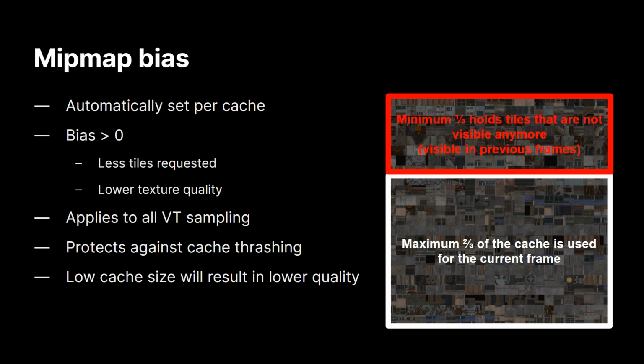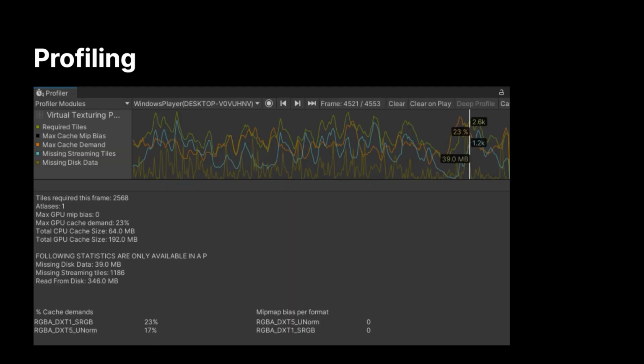That means that if you set the cache size lower than what the optimal size is, it will result in lower quality. The system right now is set up to reserve at the minimum 1/3 of the cache for tiles that are not visible, or put in other words, a maximum of 2/3 of the cache can be used for the current frame. If the current frame requires more tiles in the cache than 2/3, then the LOD bias will be set, and the quality will automatically be reduced.